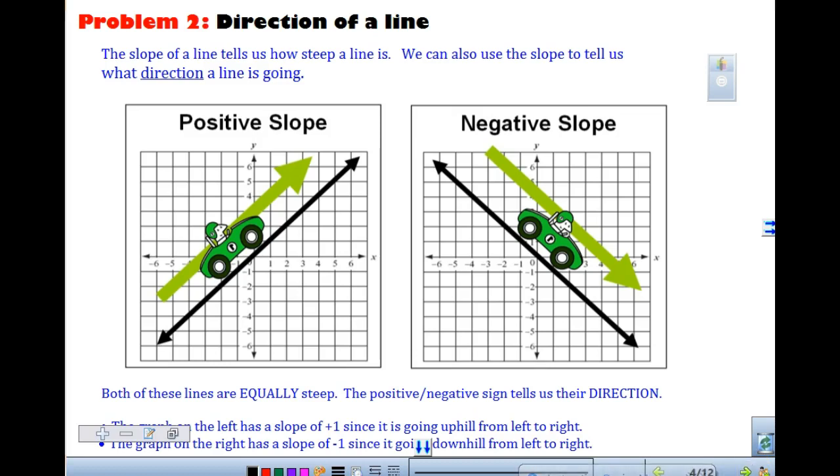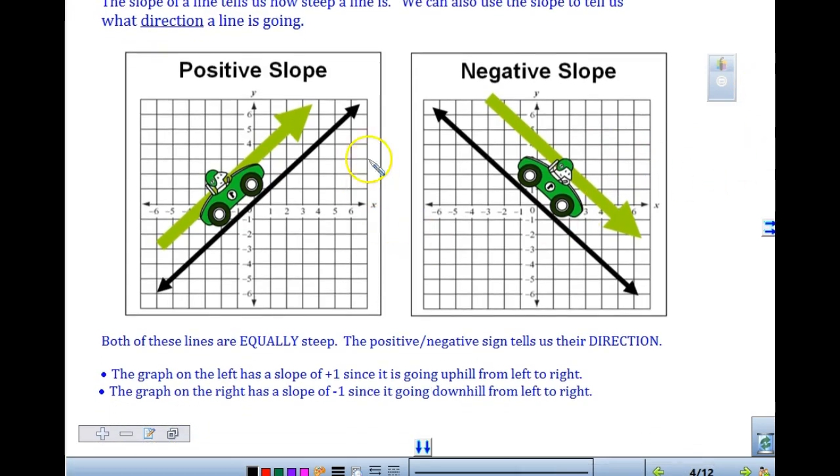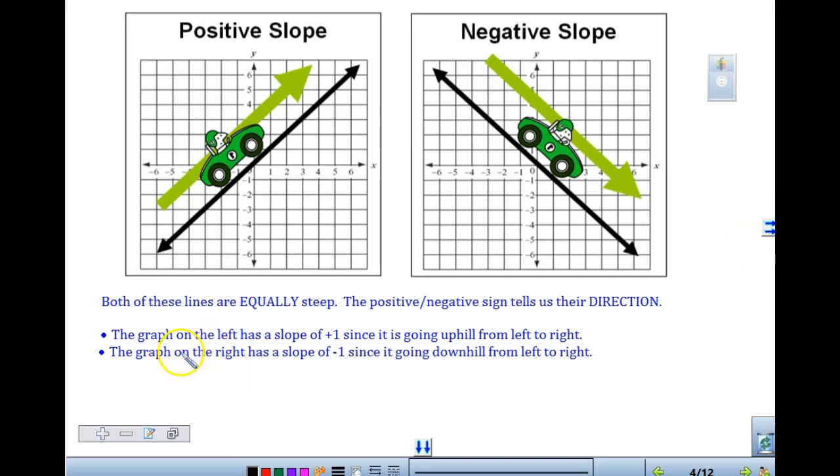slope of a line tells us how steep that line is. We can also tell the slope by the direction. So the direction is important. Positive slope, negative slope. It says both of these are equally steep. Positive and negative signs tell us the direction of our line. The graph on the left has a +1 for a slope. It is going up 1 unit and over 1 unit. And you can see that, up 1 and over 1. This one, each time you move 1 unit to the right, you are going down 1 unit. So it's a -1 slope.